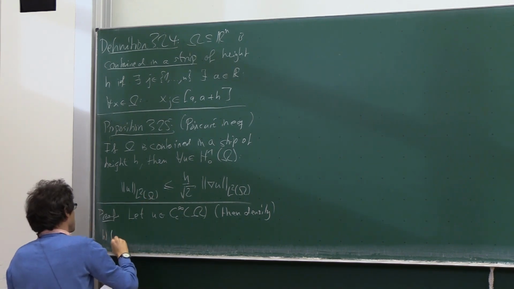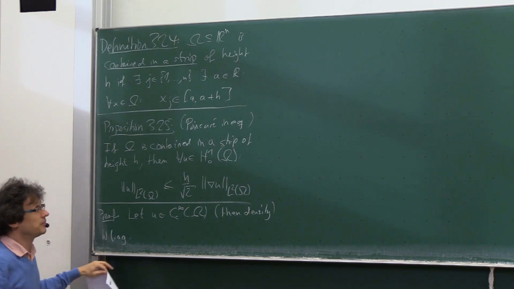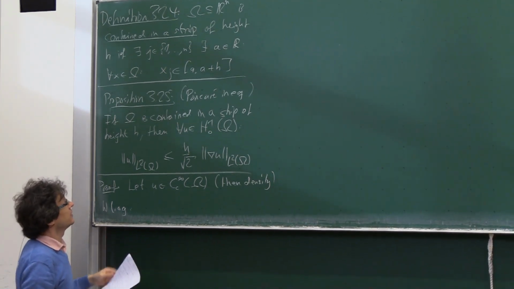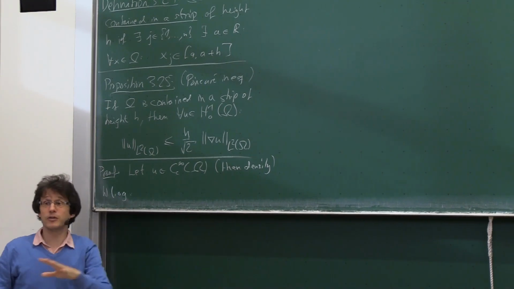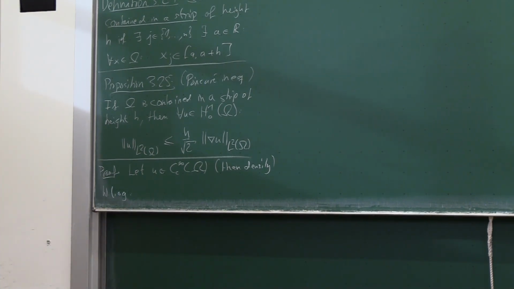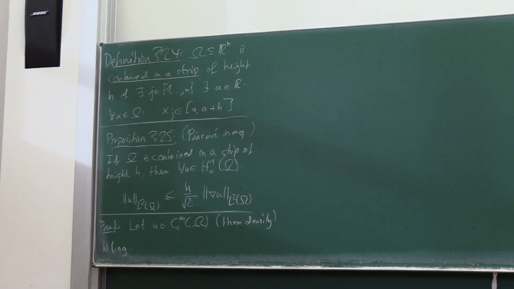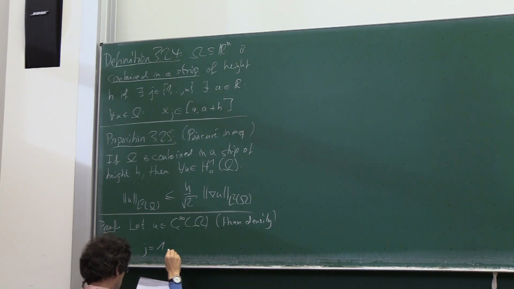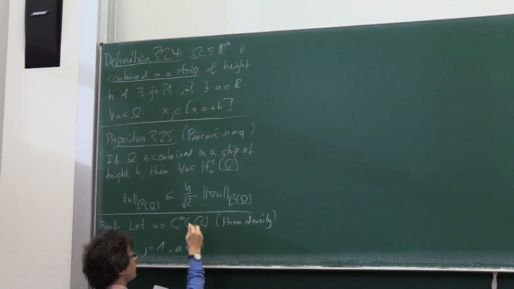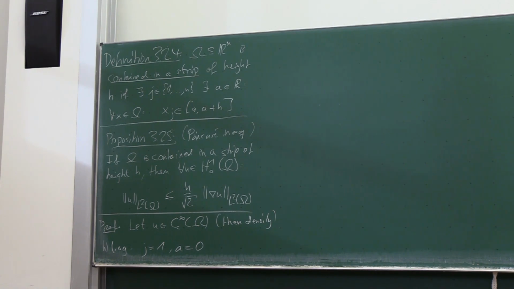And then some more reductions. Without loss of generality, you can shift and turn the whole domain such that the strip is in the direction of the first coordinate, and the A is 0. So without loss of generality, I will take J equals 1 and A equals 0 in the definition of being in a strip. This is just by rotating and shifting your domain, and rotating and shifting doesn't change L2 norms.